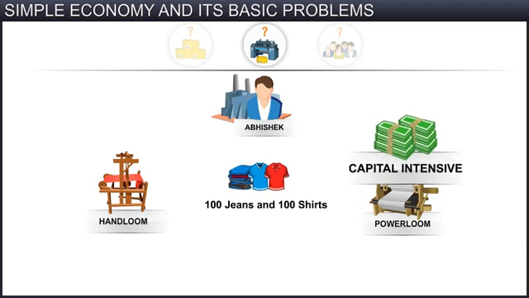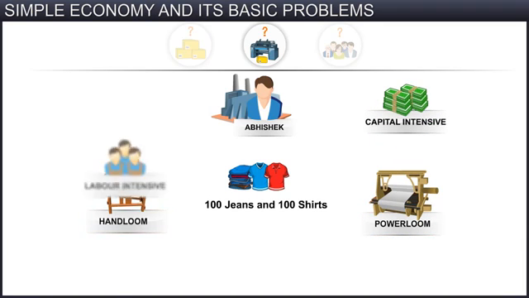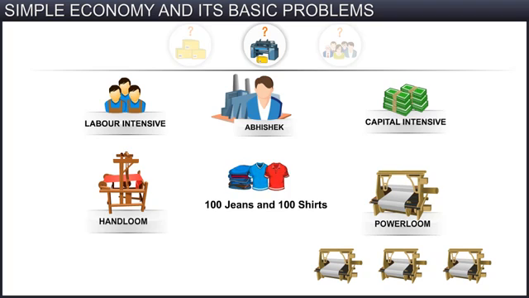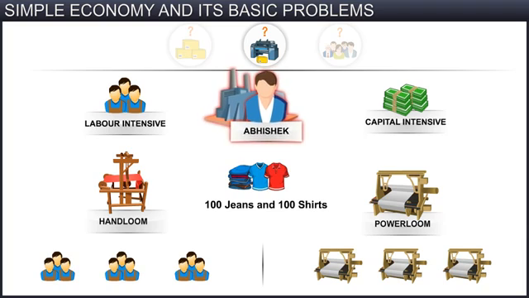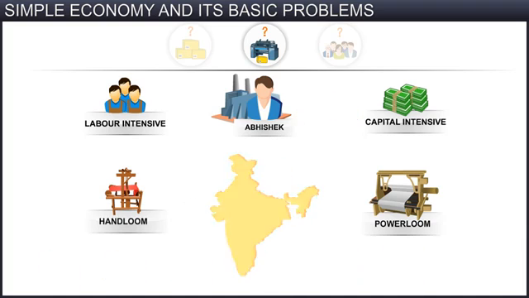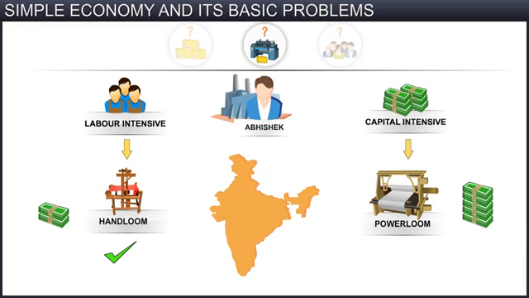The powerloom is capital-intensive technology, while the handloom is labour-intensive. The powerloom uses machines to produce jeans and shirts, whereas the handloom uses more labourers for the same result. What Abhishek decides to use depends upon what is available in large quantities and at low prices. In a country like India, where capital-intensive technology, such as powerlooms, are expensive and labour is cheaper and easily available, it is advisable to use the handloom. So, by selecting labour-intensive technology, Abhishek was able to solve the problem of how to produce.